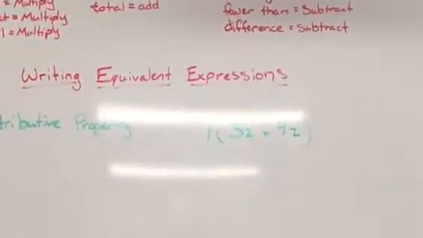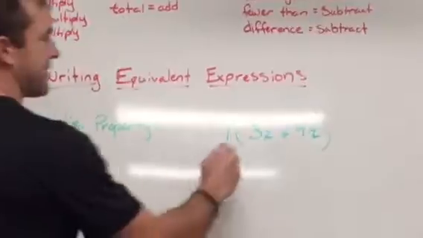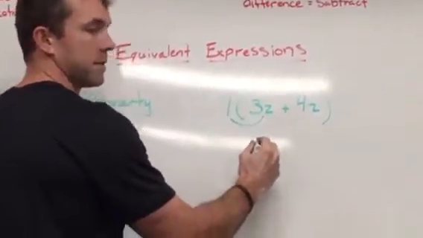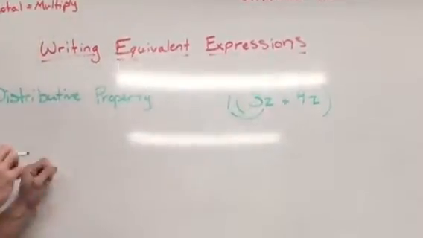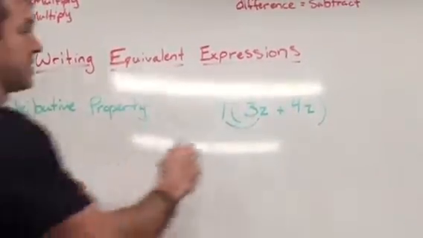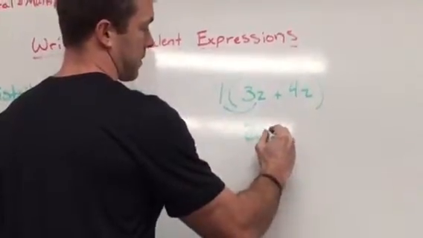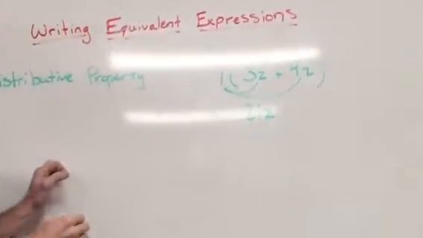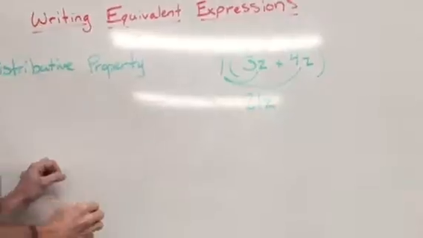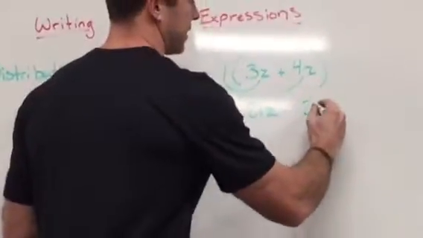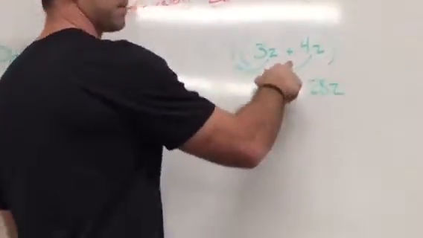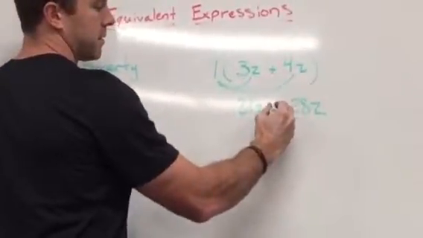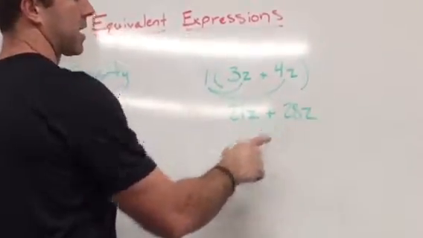Okay, so let's use the distributive property. What is 7 times 3z? 21z. And then 7 times 4z? 28z. And what is in between that? Plus. What if that was a subtraction sign? You would have to do minus 21z minus 28z, which would equal negative 7. Negative 7. Okay.